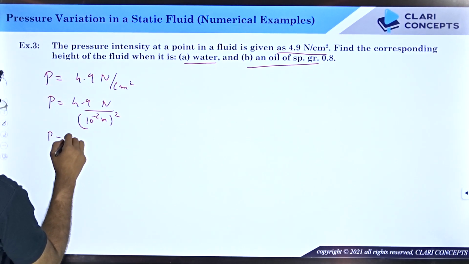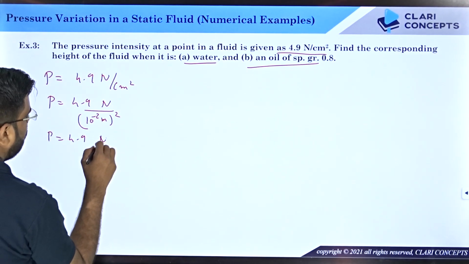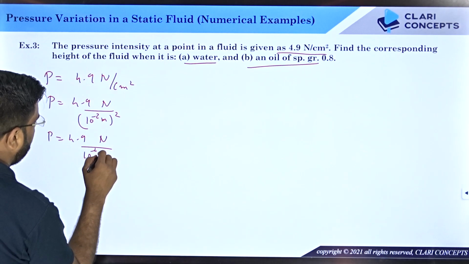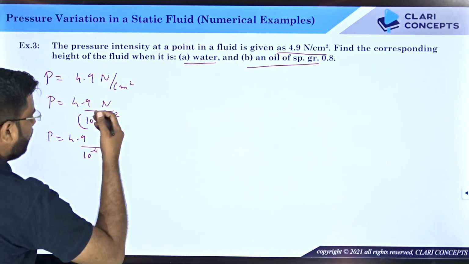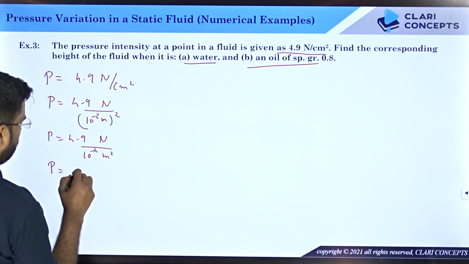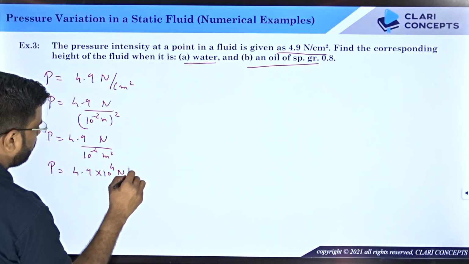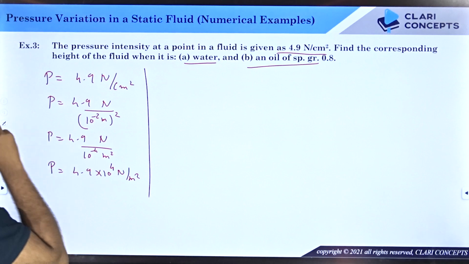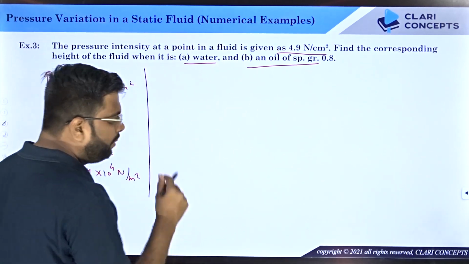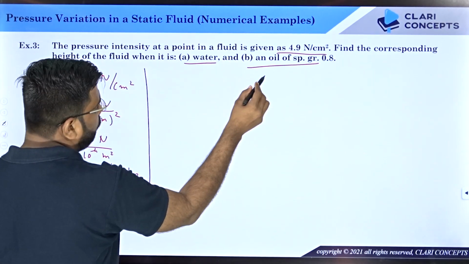So this will be 4.9 Newton per 10 to the power minus 4 meter square. Minus 4 will come in the numerator, so it will become plus 4. So 4.9 × 10 to the power plus 4 Newton per meter square. Alright, this is the pressure at any particular column. Now what they say? You need to find out the height.